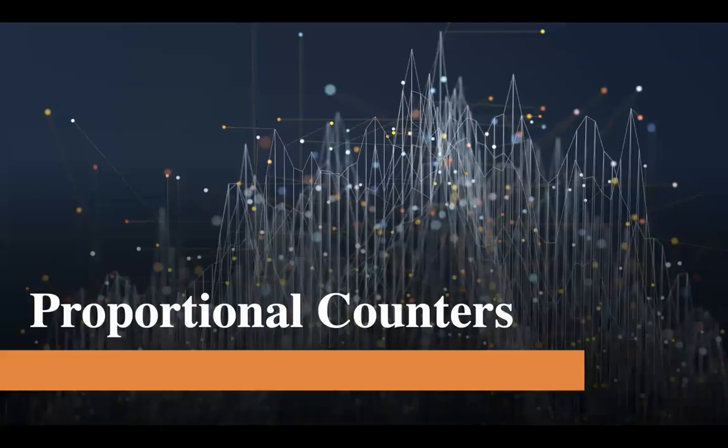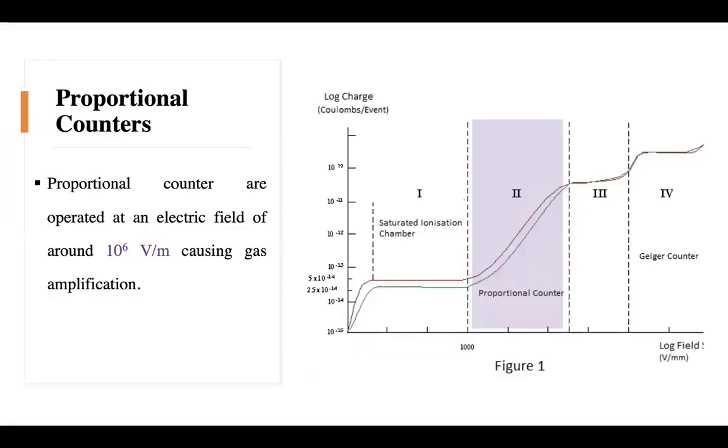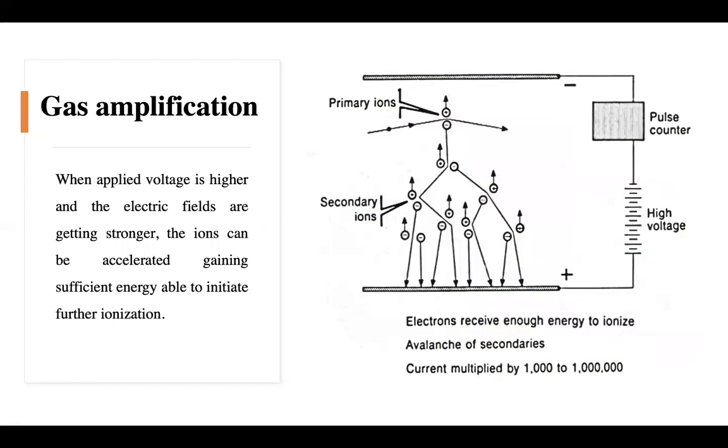because it is accurate and stable. Proportional counter, which is the region just after the ionization chamber region, because we increase the electrical field applied between two electrodes. It's around 1 million volts per meter, which was enough to cause what we call gas amplification, and we will understand what gas amplification is. When applied voltage is higher and the electrical field is getting stronger, what will happen inside the gas?